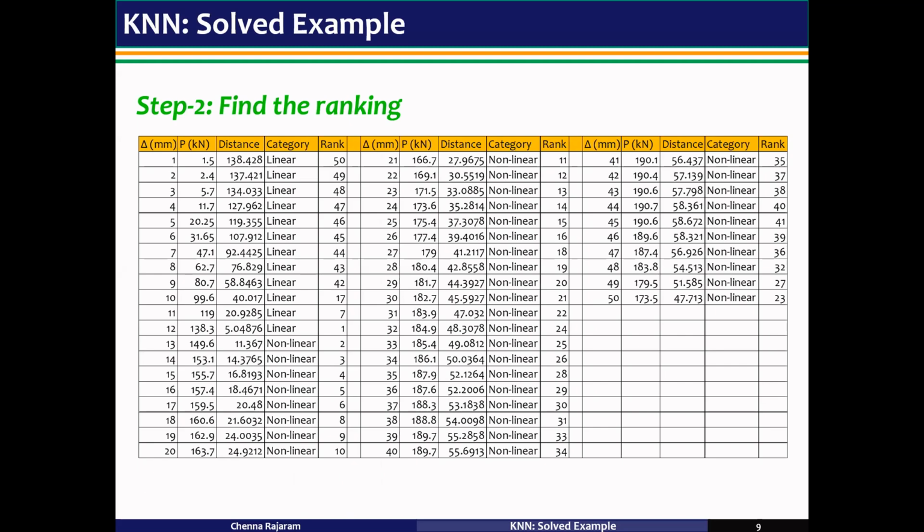The second step is to find out the ranking. Whatever distances we calculated, the least distance we give ranking one. Out of all the distance values, 5.04876 is the least distance, so I provide ranking one. Similarly, for ranking two, the next immediate distance is 11.367, so the ranking value is 2. Like that, the ranking values are given for all the points.